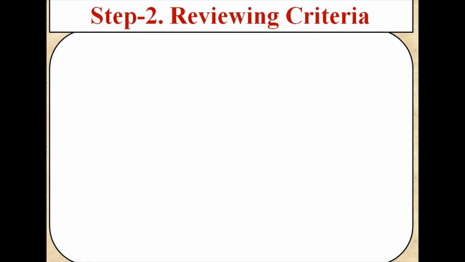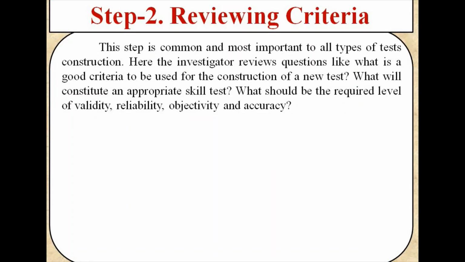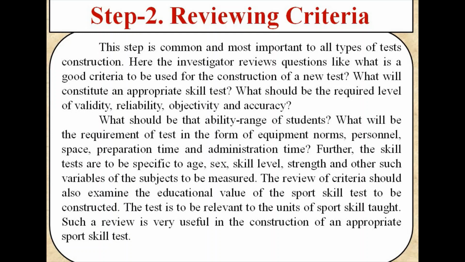Step 2. Reviewing criteria. This step is common and most important to all types of test construction. Here the investigator reviews questions like: what is a good criteria to be used for the construction of a new test? What will constitute an appropriate skill test? What should be the required level of validity, reliability, objectivity, and accuracy? What should be the ability range of students? What will be the requirement of the test in the form of equipment, norms, personnel, space, preparation time, and administration time?